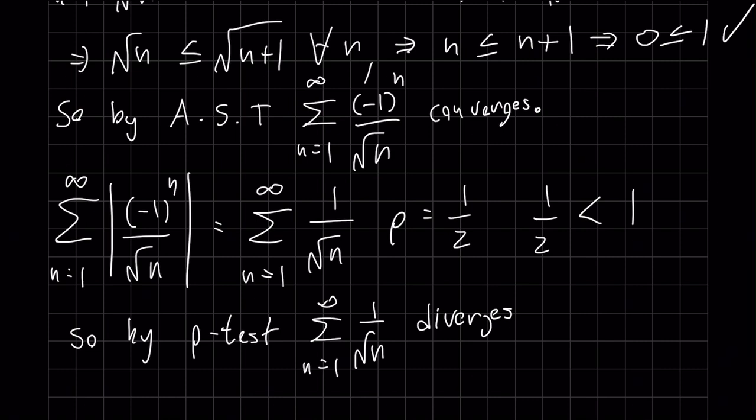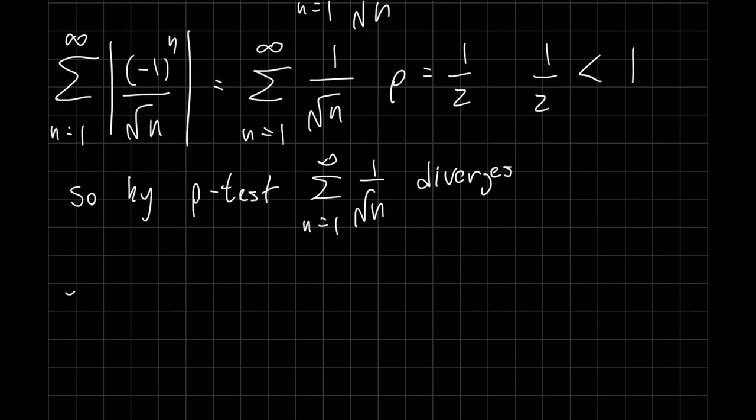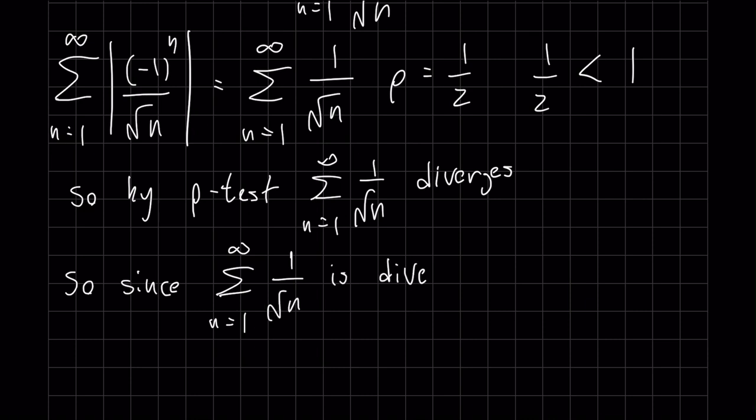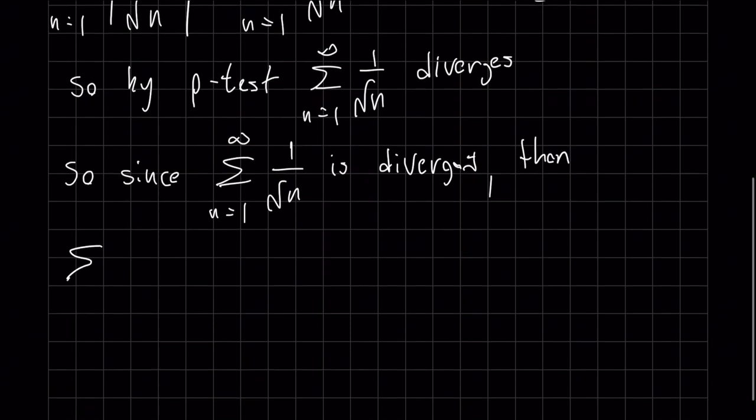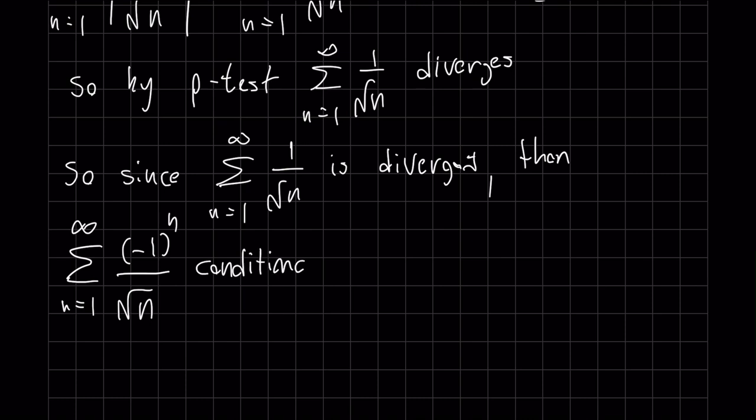but we know that our original series converges, so we could say, since the sum from 1 to infinity of 1 over the square root of n is divergent, then the sum from 1 to infinity of minus 1 to the n over the square root of n conditionally converges, and that is the result that we wanted. Thank you very much for watching.